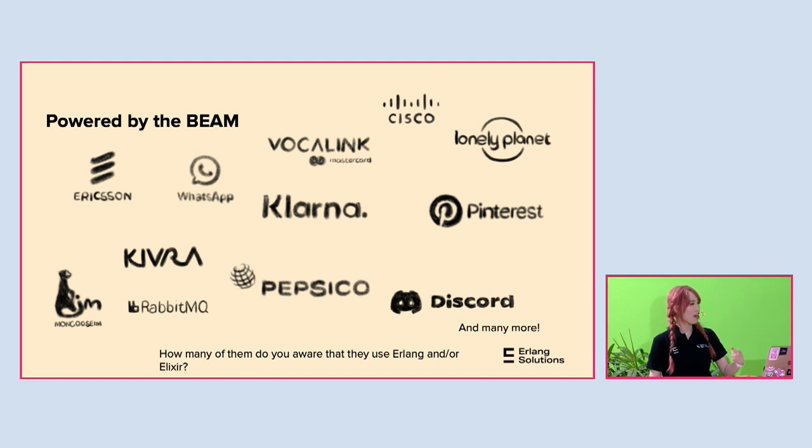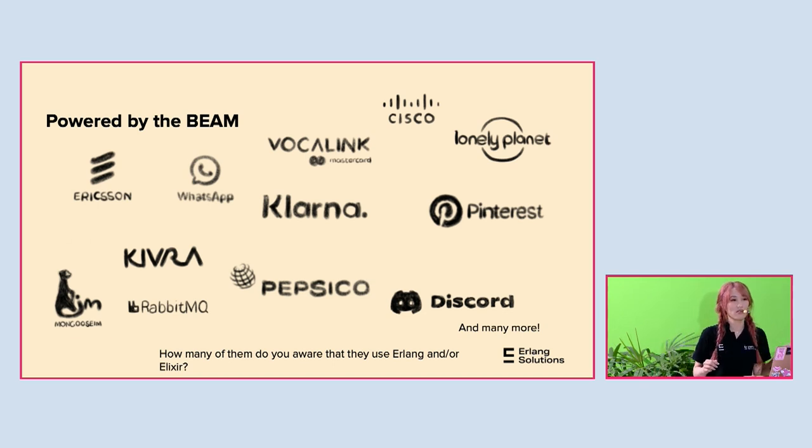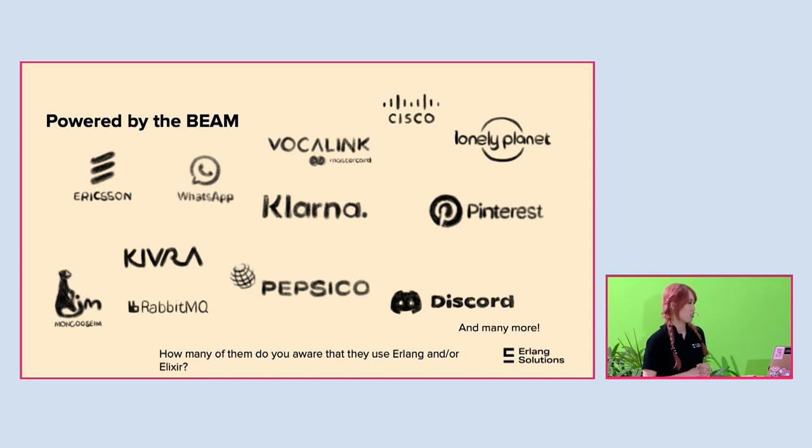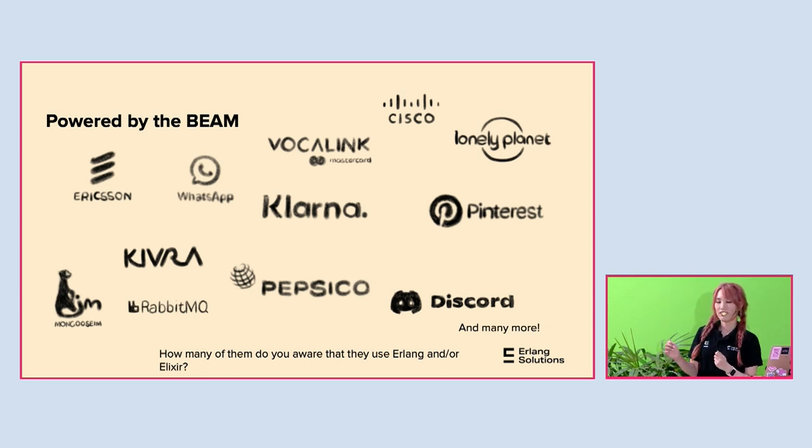With Elixir, there's Lonely Planet and Pinterest. I think Lonely Planet has different microservices using Elixir, and it's the same with Pinterest. We also have PepsiCo in the US that uses Elixir. I think it started with the integration with their database, with their data team for analytics, and then it spread to PepsiCo e-commerce and the use of different e-commerce solutions as well. And we have Discord. Discord is similar to WhatsApp.